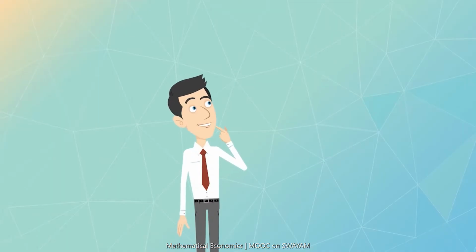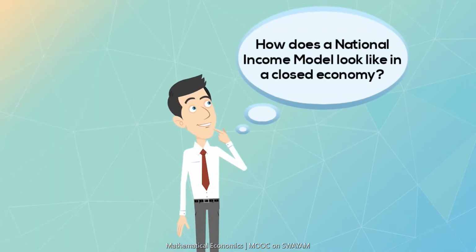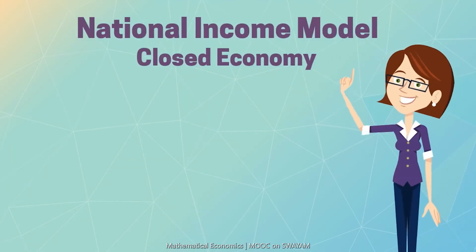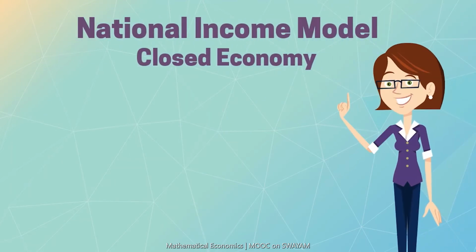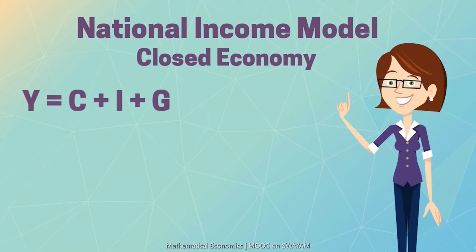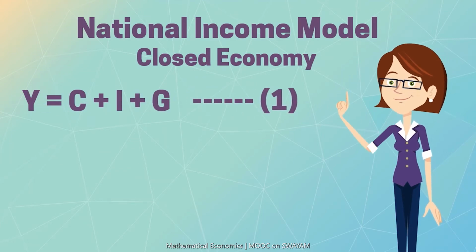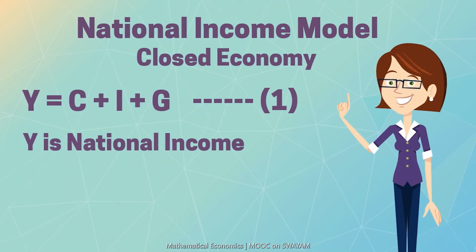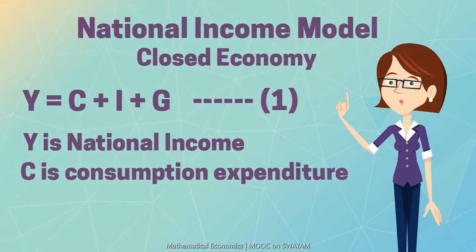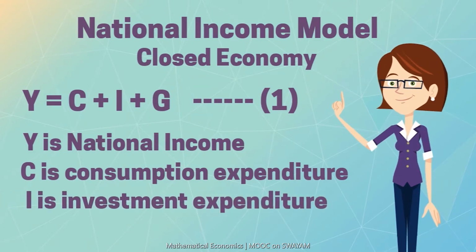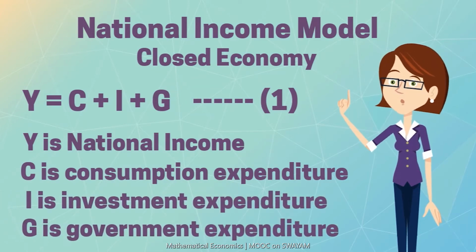So, how does a national income model look like in a closed economy? For a closed economy, the mathematical expression for national income is given as Y = C + I + G. Let us number this equation as 1. Here, Y is national income, C is the consumption expenditure, I is the investment expenditure, and G is the government expenditure.